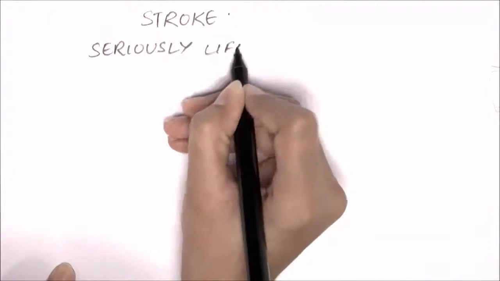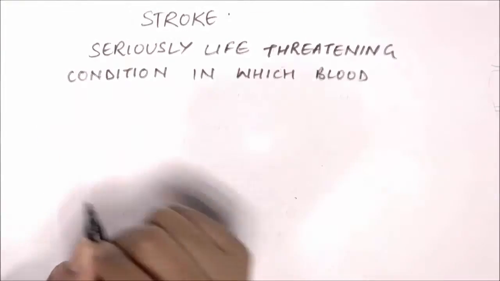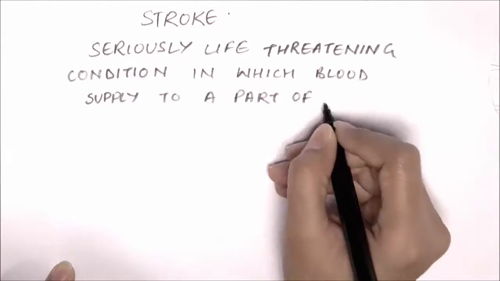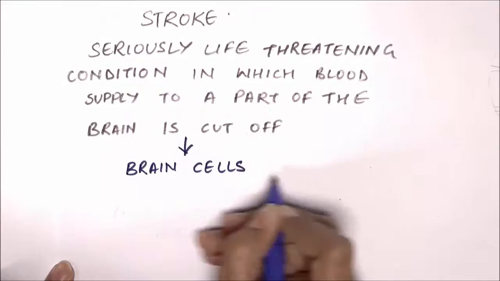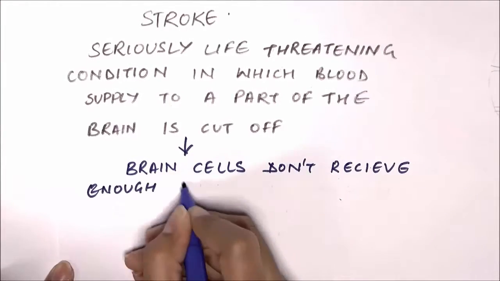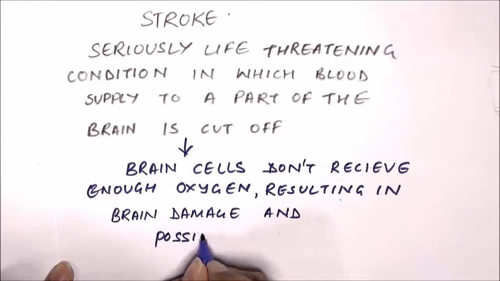So, what are strokes? It's a seriously life-threatening medical condition in which the blood supply to the brain is cut off. Therefore, the brain cells don't receive enough oxygen, resulting in brain damage and possibly death.